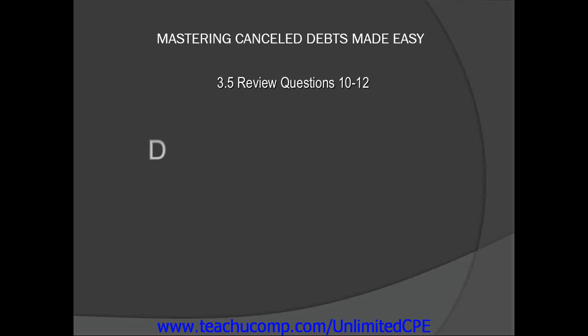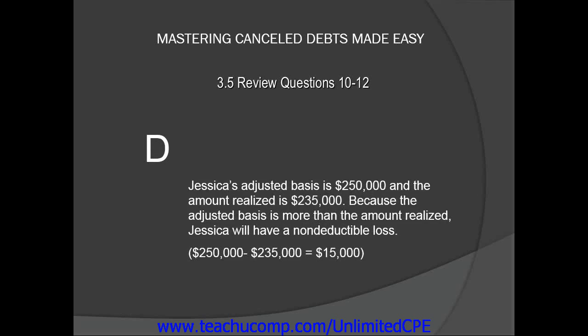The answer is D. Jessica's adjusted basis is $250,000 and the amount realized is $235,000. Because the adjusted basis is more than the amount realized, Jessica will have a non-deductible loss.